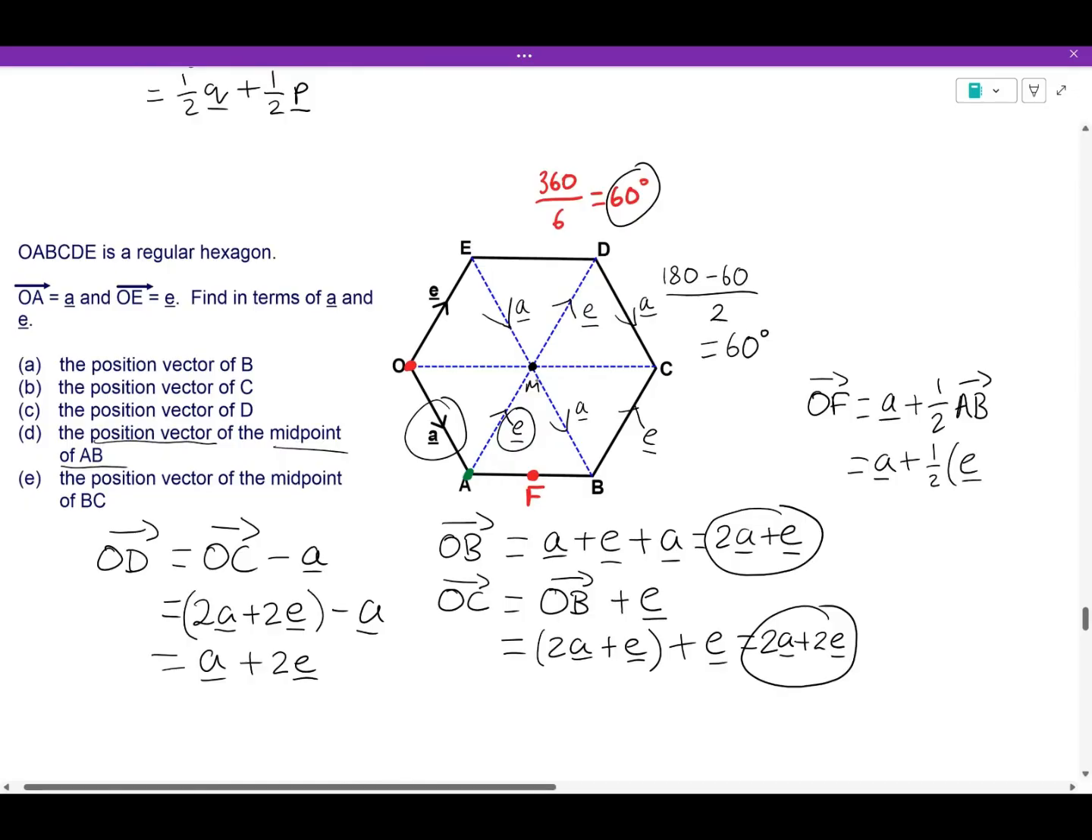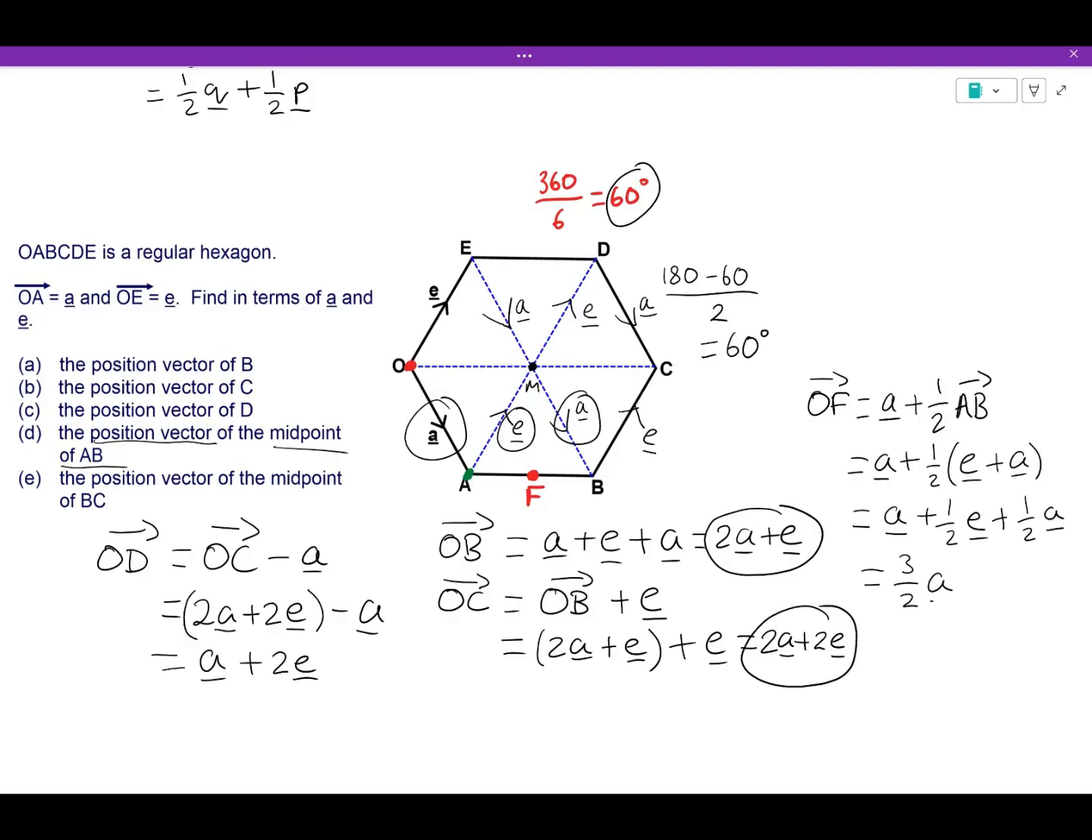And then once I'm at M, I can go along the vector A to get to B. So I'm going to add on A like that. And then we can simplify what's written there. We can expand the bracket. So A plus a half E plus a half A. And if we have 1A plus a half A, well, that's going to be 1.5 A, or in other words, 3 over 2A. And then we have to add on our half of E.